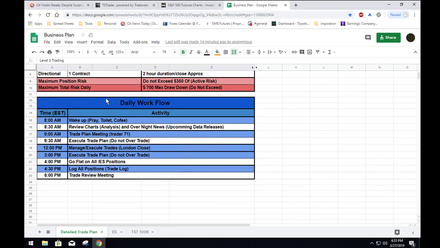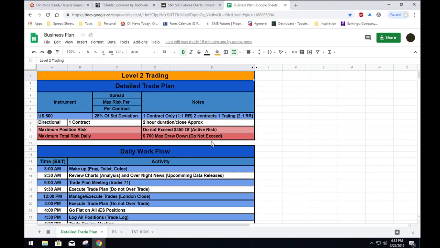Do not break your rules. This is posted big in my room. Right, a daily workflow: log, review charts for the morning, overnight news, trade. Make sure you run through your trade plans again, execute the trade plan, do not overtrade. As a reminder, manage and execute trades based on your London close, look at what's going on in the market and execute the trade plan, and then go flat. Log all your positions, which is supposed to be 10% of your work, and look for continuous improvement.